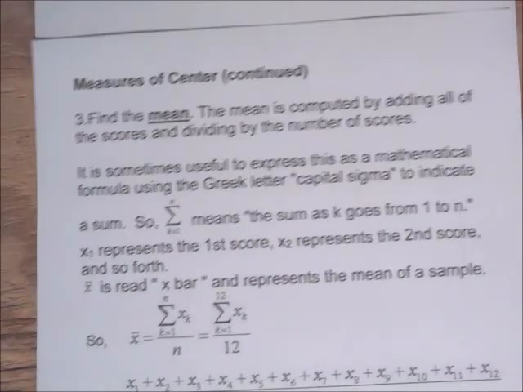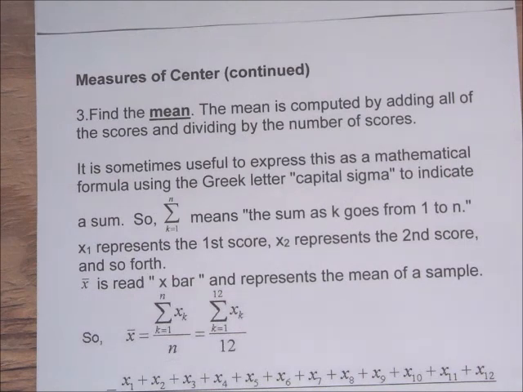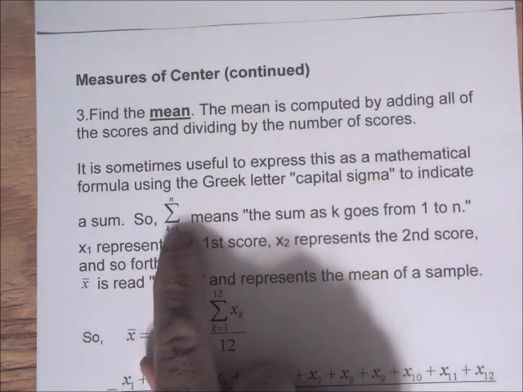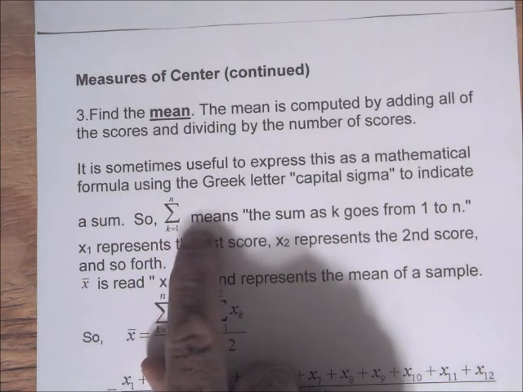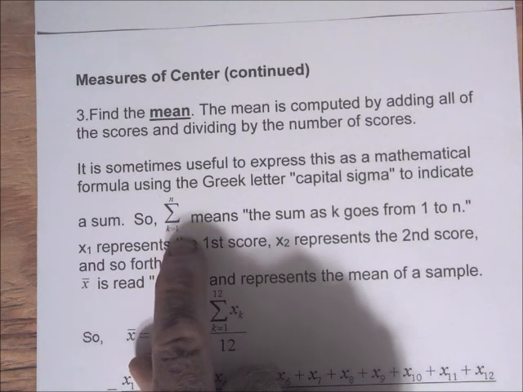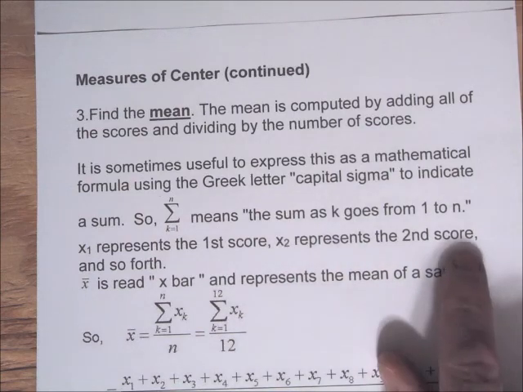Another measure of center is the mean. The mean is computed by adding up all the scores and dividing by the number of scores. For some purposes, it will be useful to express this as a mathematical formula. We'll use the Greek letter uppercase sigma to mean sum. Below the sigma we have k equals 1, and at the top we have n. So it's the sum as k goes from 1 to n.